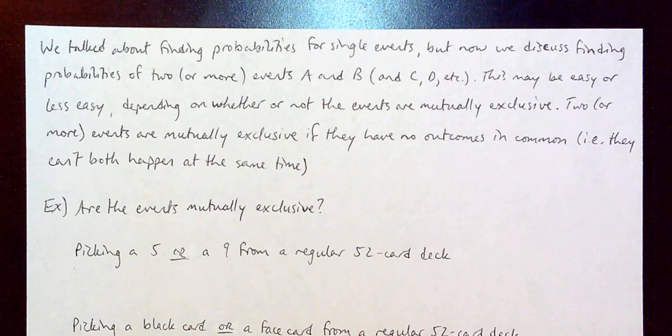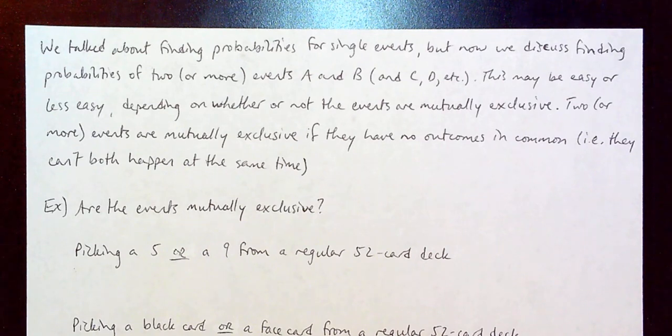In the previous video, we talked about using permutations and or combinations to determine probabilities of single events. In this video, we are going to talk about finding probabilities of two or more events, and some rules that we use to determine the probability of some combination of two or more events happening.